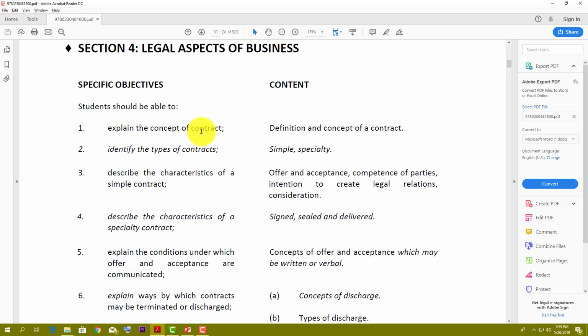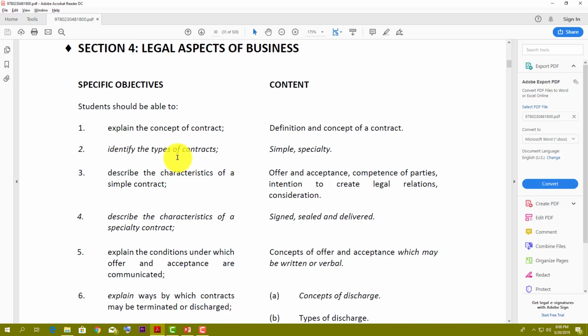Explain the concept of contract. Definition and concept of a contract. So what is a contract? A contract is a legally binding agreement between two or more parties. As simple as that. The keyword there is legal. So a contract is a legally binding agreement between two or more parties. After all, you can't have a contract with yourself, right?